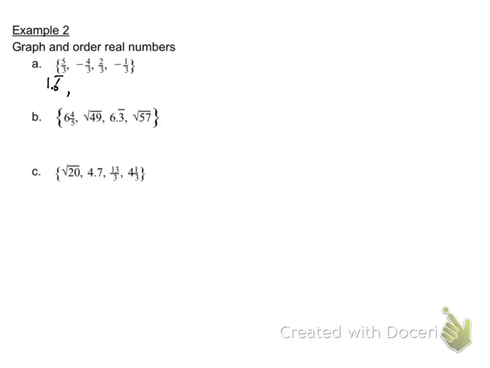Next number, -4/3. -1.3 repeat. What's 2/3? 0.6 repeat. And -0.3 repeating. So everybody's gotten that? Now, this is where we start to make our number lines.